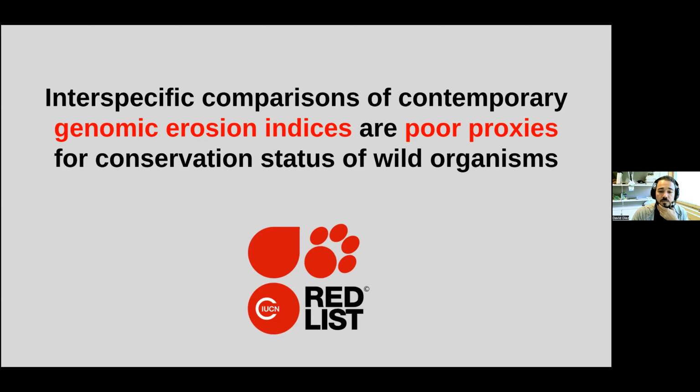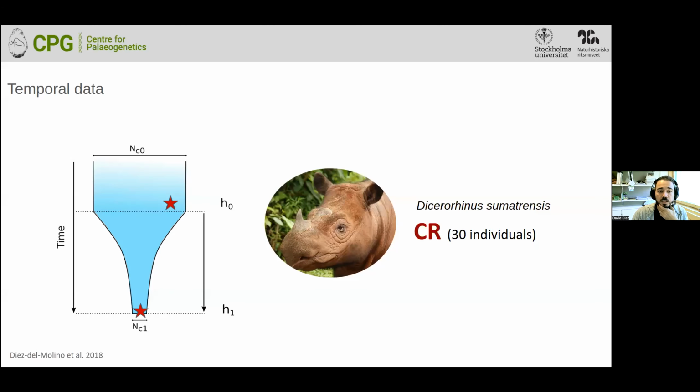So back in 2018, we had this suggestion in which, instead of only sequencing modern samples from endangered species, what we should be doing is sequencing also samples from before the bottlenecks happened in this species. So okay, here we have an example. This is the Sumatran rhino, a species that is critically endangered. There are only about 30 individuals left in the wild.